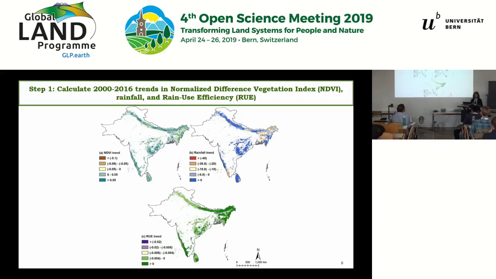In step 1, we calculated MODIS-derived NDVI at 1 kilometer scale. We used CHIRPS rainfall data, which is 0.05 degrees, and combined them into a rain use efficiency. So it's a broad brush scale at 1 kilometer. We will come back to these figures later. I just wanted to tell you about the steps first.